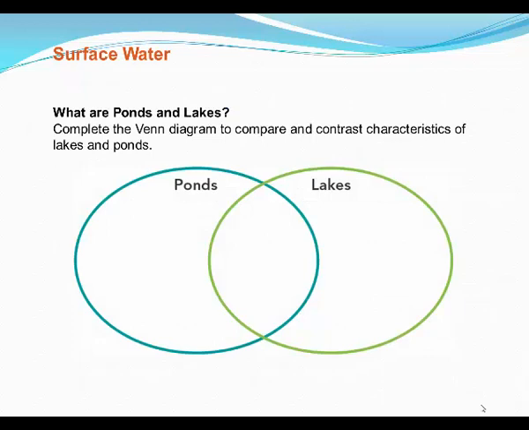Inside of your notes, I'd like you to take a moment and complete this Venn diagram. In the center, we're going to have characteristics that are similar between ponds and lakes. Under the pond side, characteristics that are only representative of a pond, and under the lake side, only characteristics that are representative of a lake. Use the information from the last couple of slides to complete this.